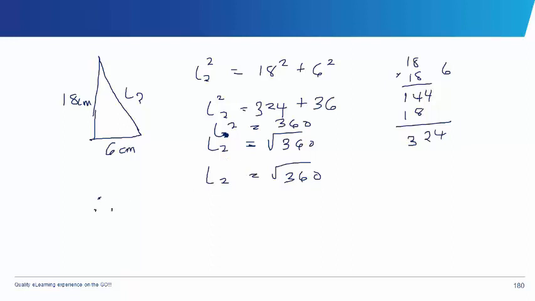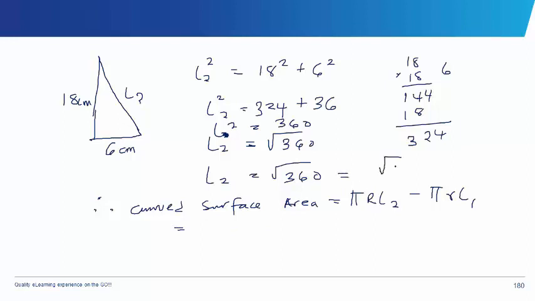So therefore, the curved surface area will be equal to pi L2 minus pi L1, and L2 you can reduce to root 36 root 10, which is equal to 6 root 10.